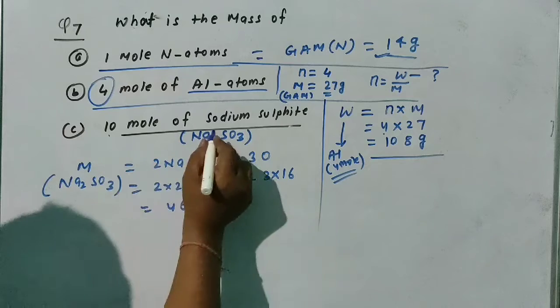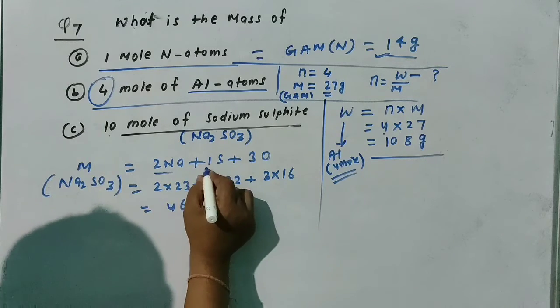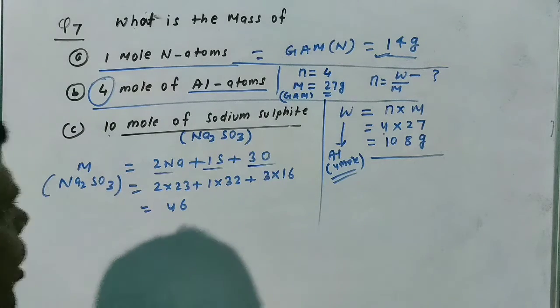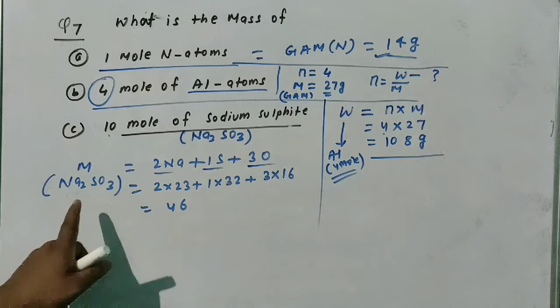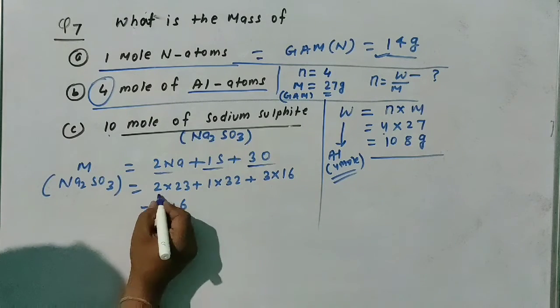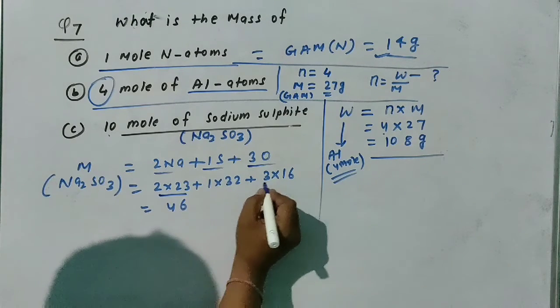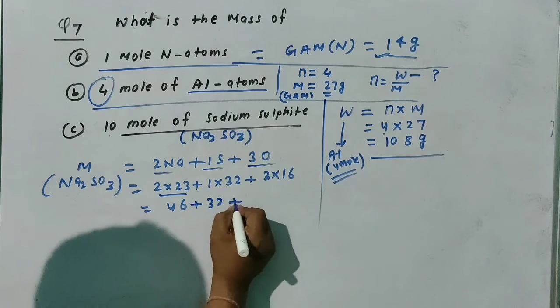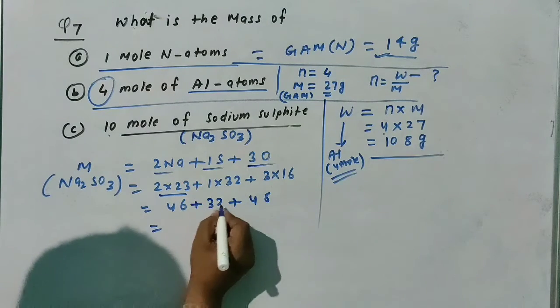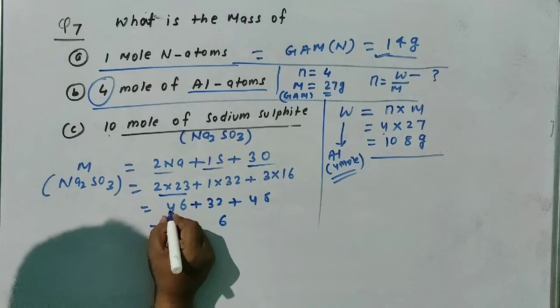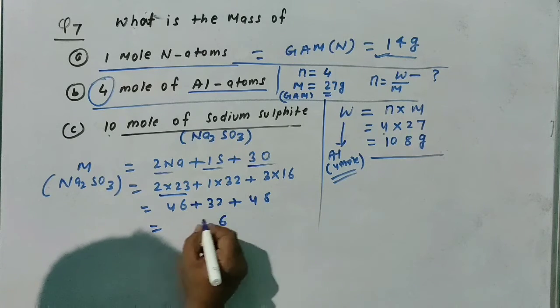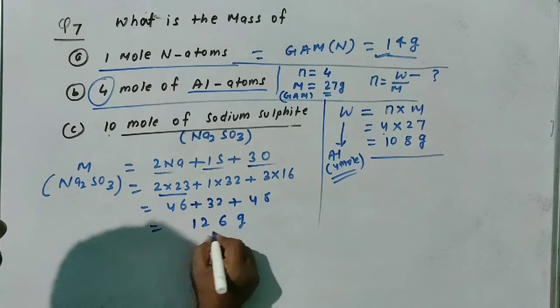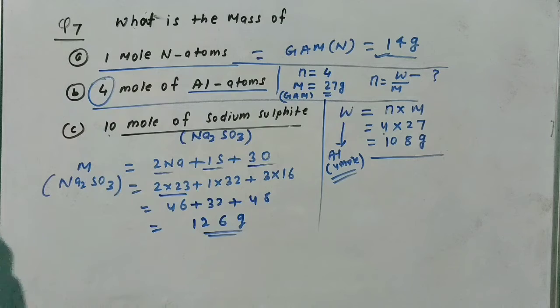Molecular mass of sodium sulfite is here 2 sodium plus 1 sulfur plus 3 oxygen. You can calculate 2 into 23 plus 1 into 32 plus 3 into 16. This is 46 plus 32 plus 48, that is 126 gram. This is gram molecular mass of sodium sulfite.